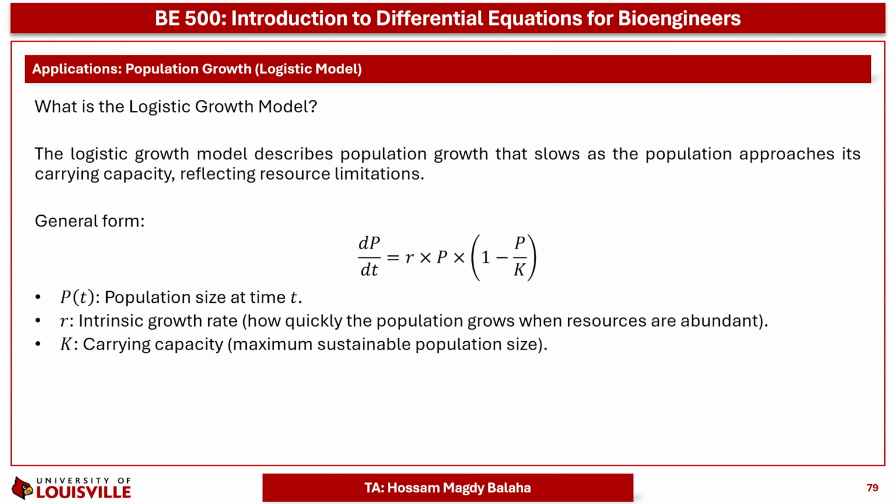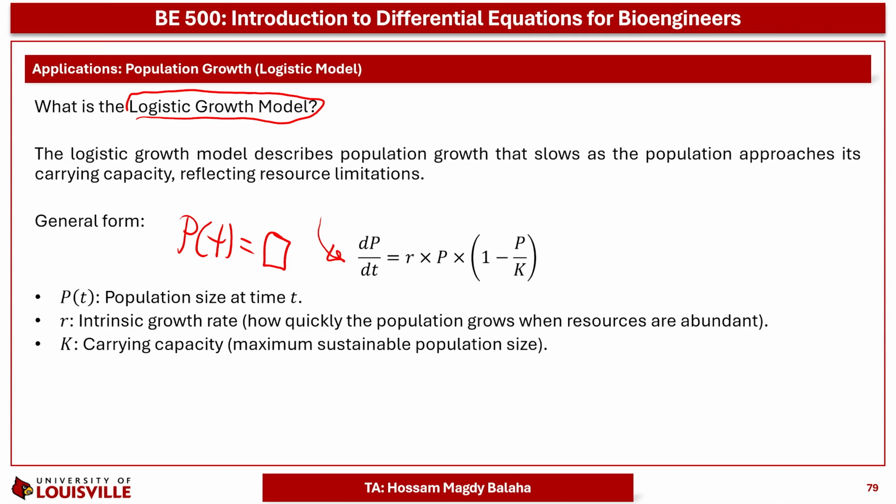Now let's move from traditional examples to applications. Let's start with the logistic growth model. This model describes a population growth that slows as the population approaches its carrying capacity, reflecting resource limitations. We have dealt with that model previously in an earlier lecture, and in this lecture we will try to find the population equation with respect to the time. So we need to find at the end P of t as an equation.